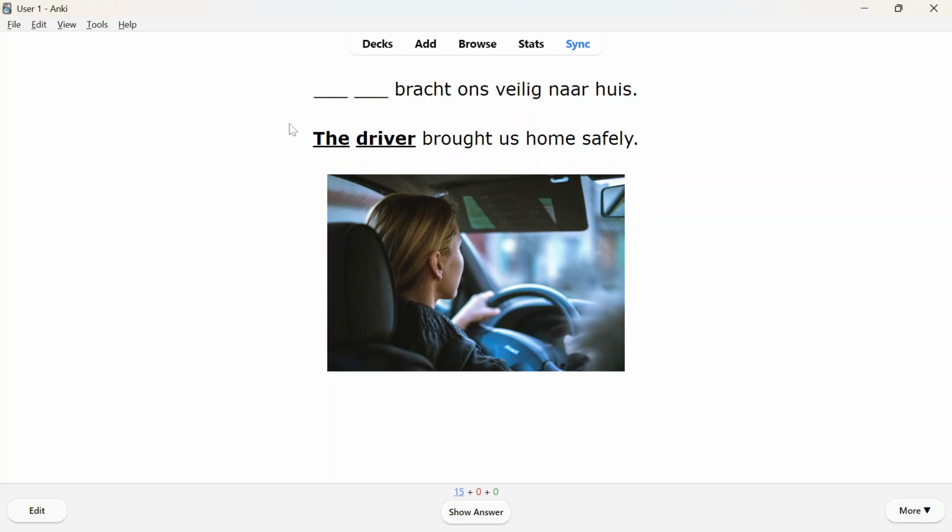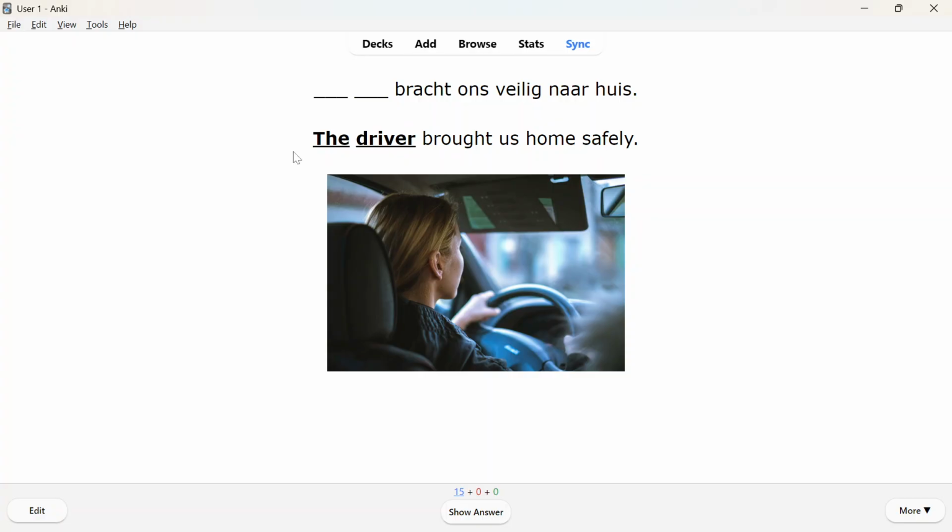Now, let me tell you a bit about what you see. This is the first card type. We see a Dutch sentence, and we see 2 blank areas. Underneath that, we see the English translation of a Dutch sentence with a certain part bolded and underlined, the driver in this case. It's your job to know what the driver is in Dutch. Finally, we see a picture, and this picture is a representation of the sentence. To be a bit more precise, it's a representation of the word you see.